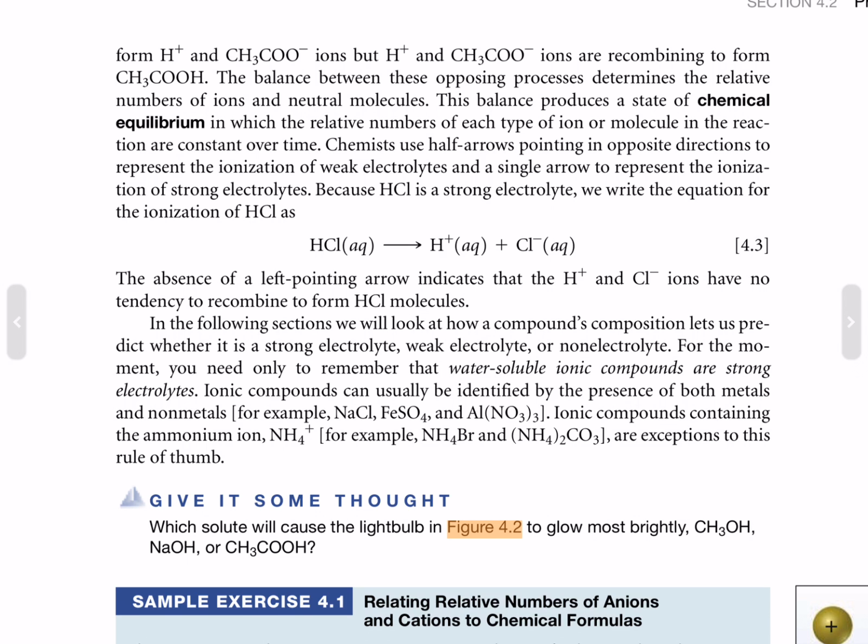In the following sections, we will look at how a compound's composition lets us predict whether it is a strong electrolyte, a weak electrolyte, or a non-electrolyte. For the moment, you need only remember that water-soluble ionic compounds are strong electrolytes. Ionic compounds can usually be identified by the presence of both metals and nonmetals. Ionic compounds containing the ammonium ion, for example, are exceptions to this rule of thumb.